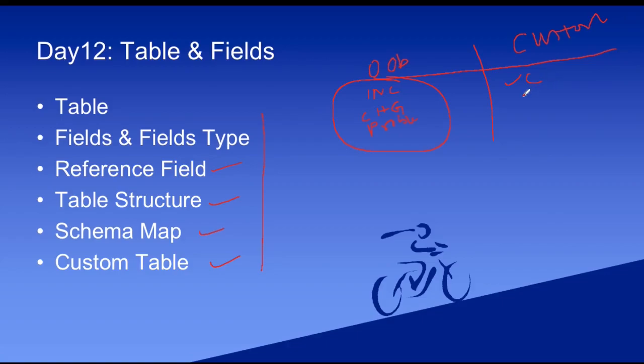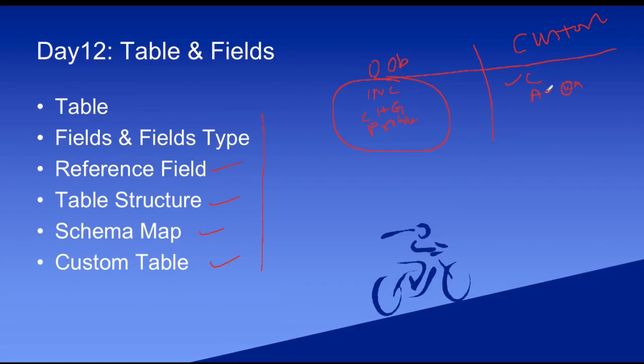When you create a custom table, for example, you created a custom table called A, the custom table name will start with u underscore a. So normally the custom table name will start with u underscore. U means user defined. So this is how we create the custom table.